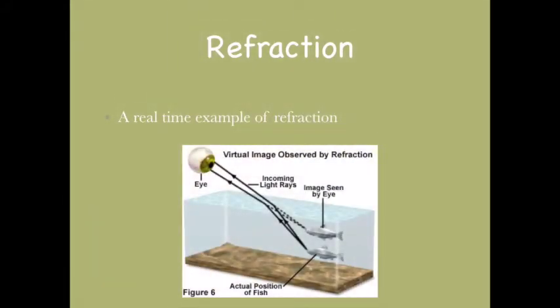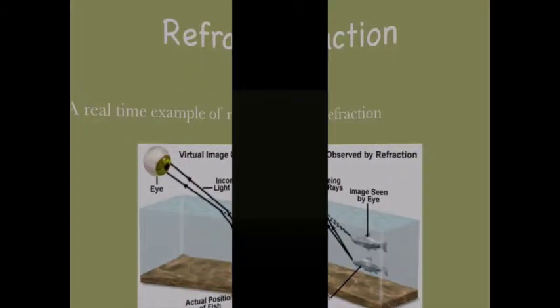So now I'll be giving you a real-time example of refraction. Have a look at the diagram below. In this diagram, you see that the image of the fish will be seen a bit above its actual position. The reason for this is refraction. Now let's learn why this happens.